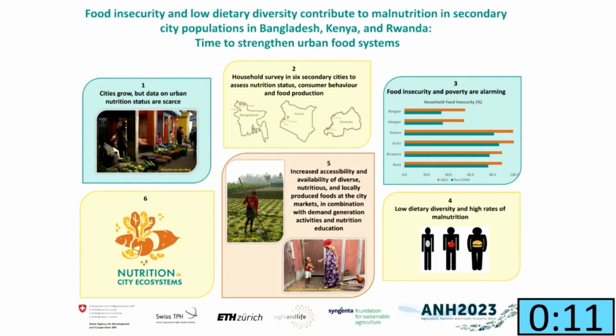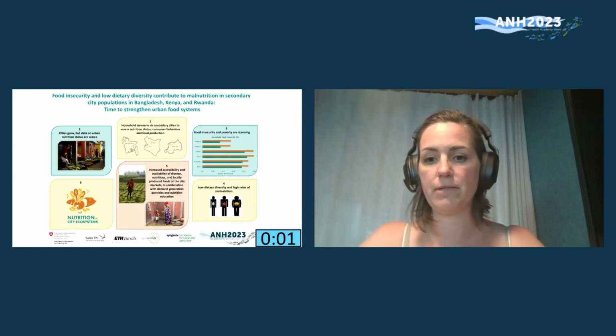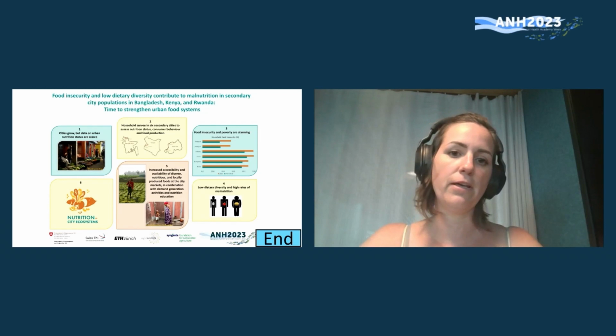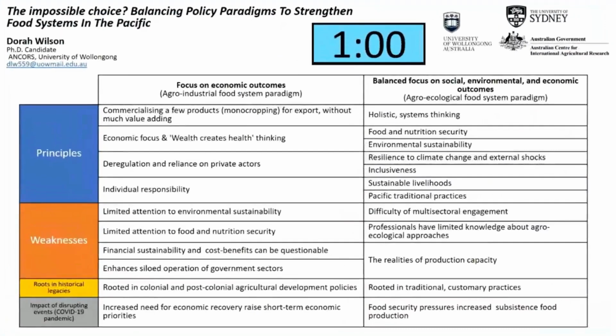What can we do to address this issue? Increased accessibility and availability of nutritious and agroecologically produced foods at the city markets, in combination with demand generation activities and nutrition education, will benefit the urban population. Come and visit our poster for further exchange.